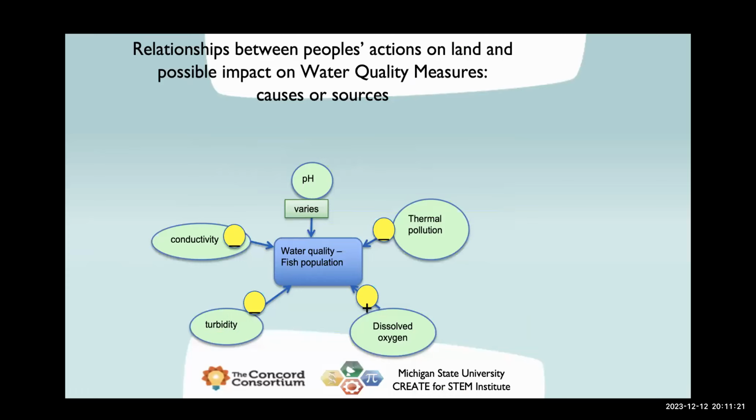Okay, so these are some of the things that we would start with our base model. So this is where we want you to start. And once you get your base model, then there's things that impact each test, right? So pH is dependent on various factors, as is thermal pollution, right? So students can expand their model.